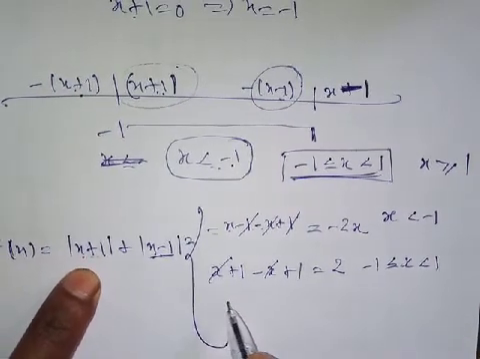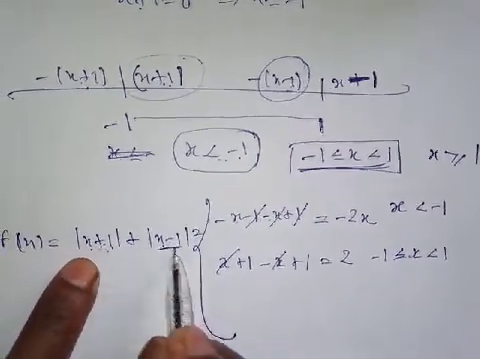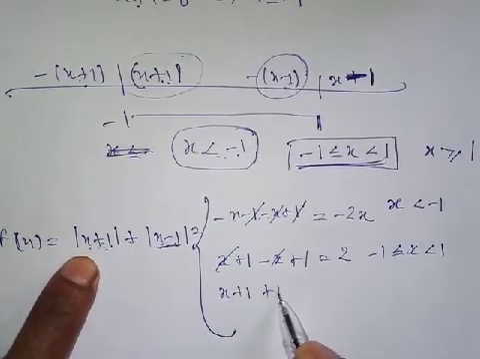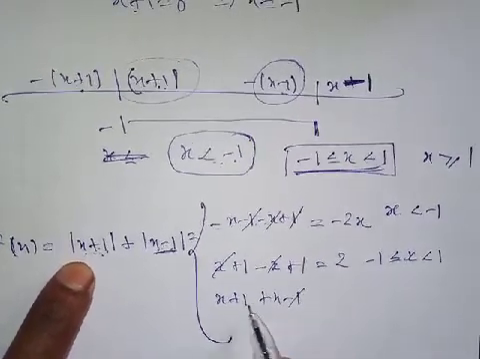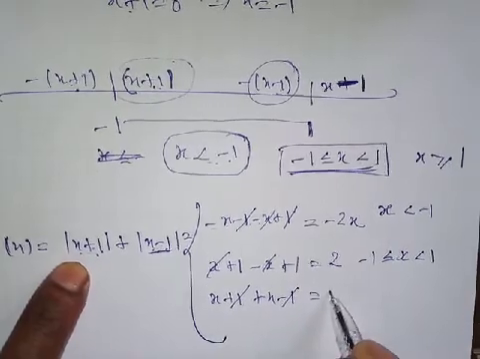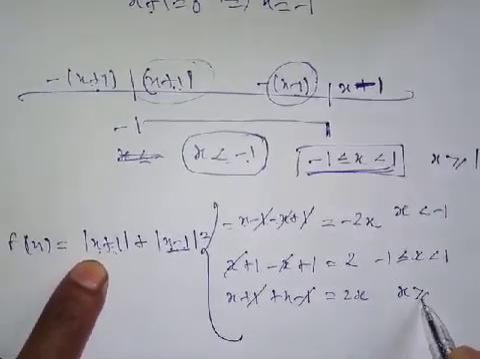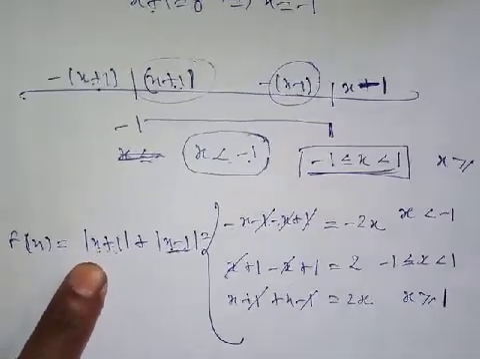Now, greater than these, the two functions will remain as they are, x plus 1 plus x minus 1, so 1 and 1 will cancel out, it will be plus 2x for x greater than or equal to 1. Is it?